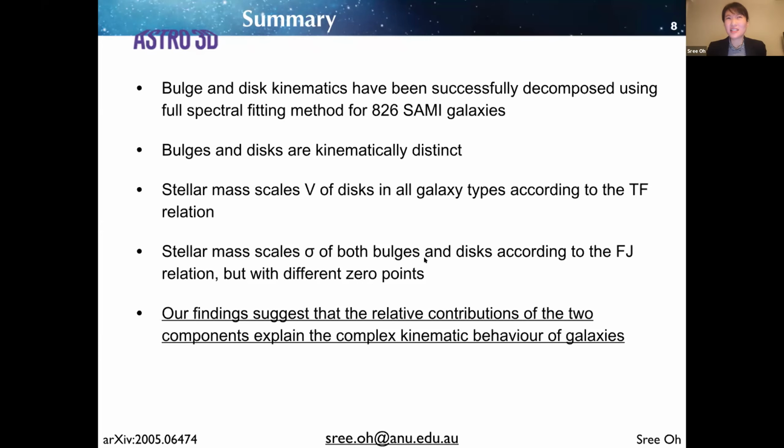Pseudobulges, honestly, we don't have pseudobulges. So we don't know whether they are counted as a bulge or disk, but definitely, even photometrically, they are defined as a bulge. So I think they are counted as a bulge component. And one thing I would like to mention is that the bulge component of the late-type galaxies tends to show rotation. So I think pseudobulges would show more rotational support than the classical bulges.